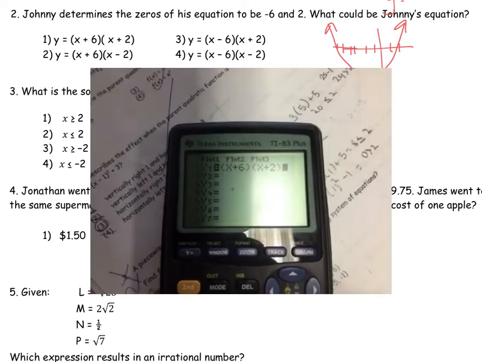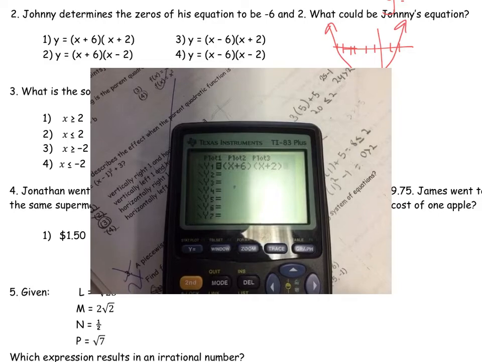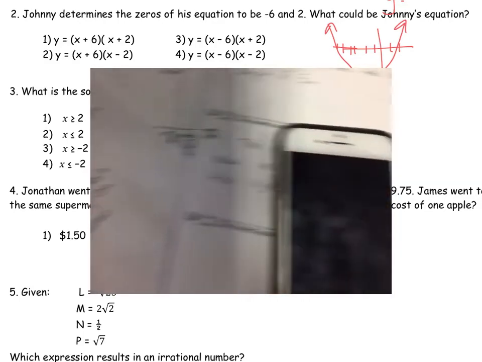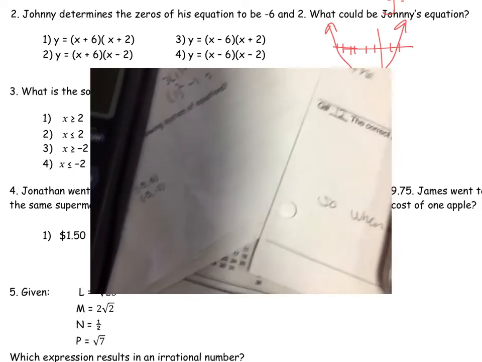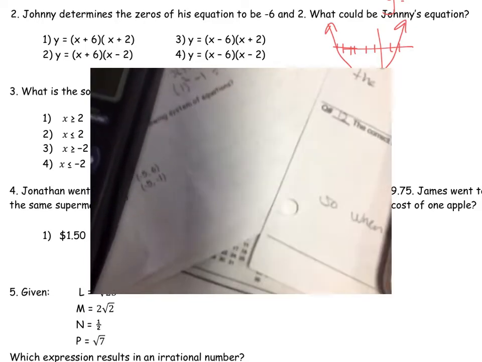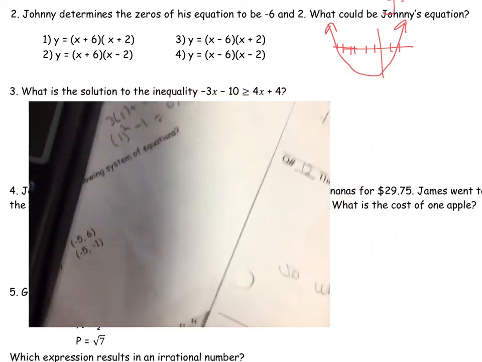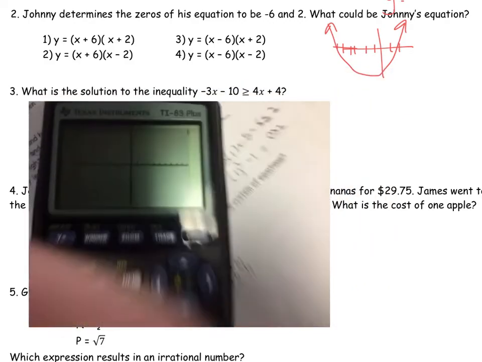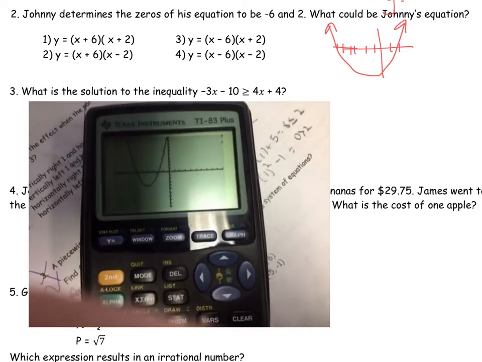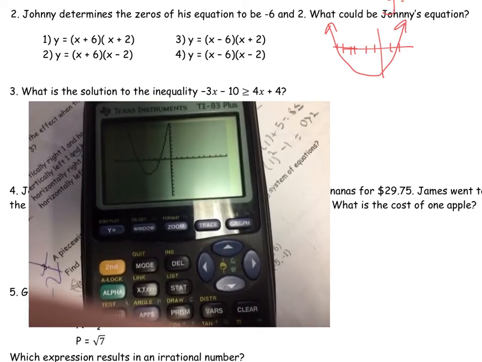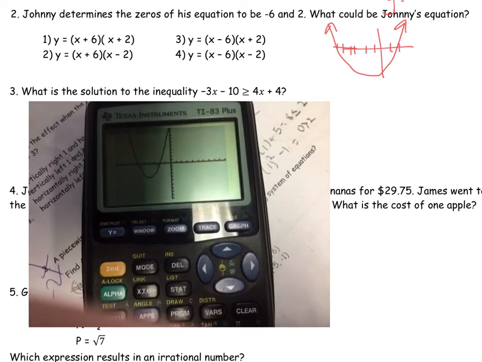Okay? So this is what I have in my y equals right now, and I want this to look like the parabola that is up here. All right, so I'm going to hit graph. This is bad. That doesn't look like that. It's not crossing at -6 and 2. It's crossing at -6 and -2.